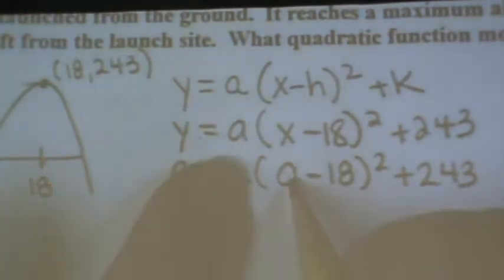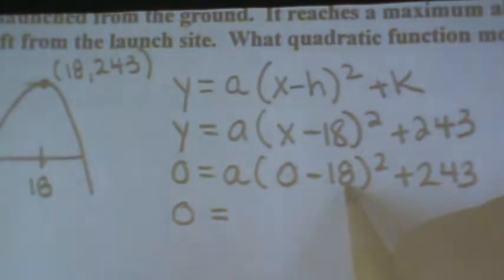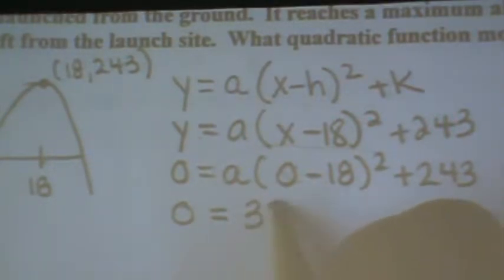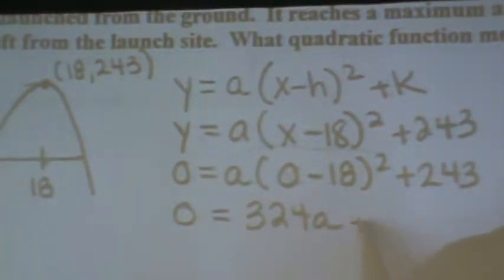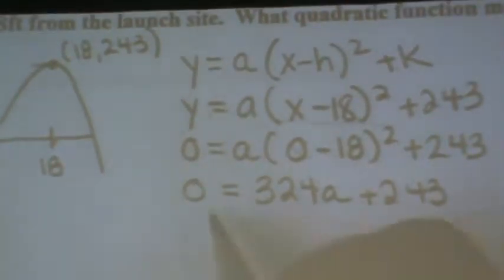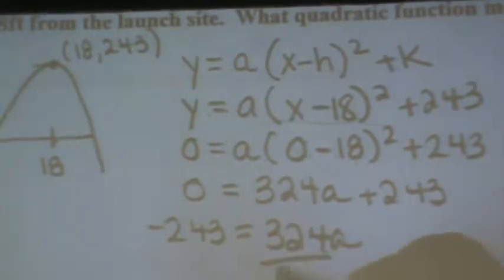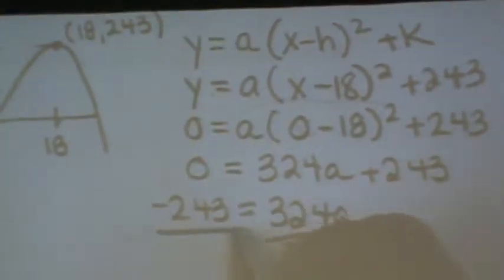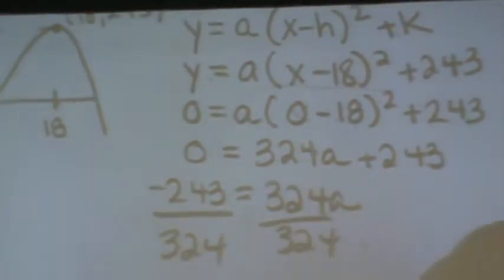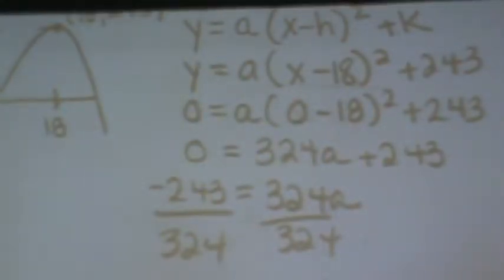So you're gonna do 0 minus 18, which is negative 18, square it, you get 324. So this whole piece is 324a. Subtract 243. And if you were to divide by 324, you're gonna get negative 0.75 on your calculator.